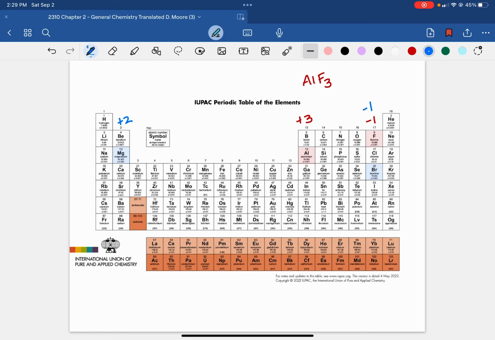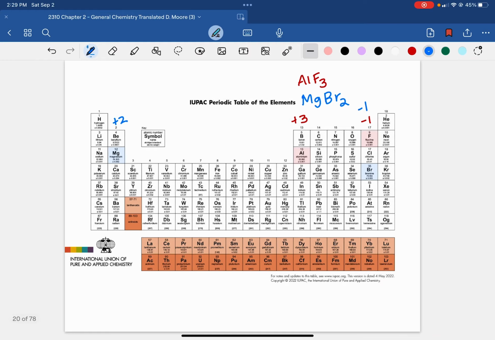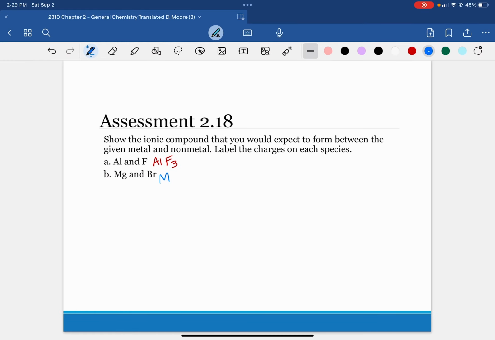2 minus 1s cancel out a +2. So the formula is going to be MgBr2. So MgBr2.